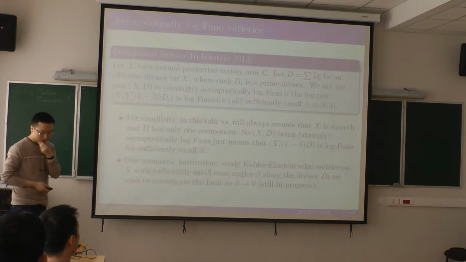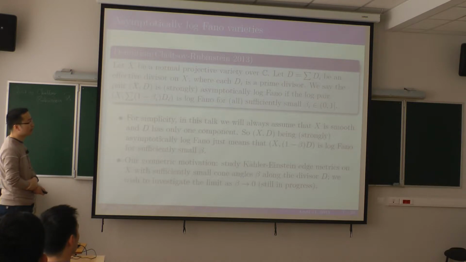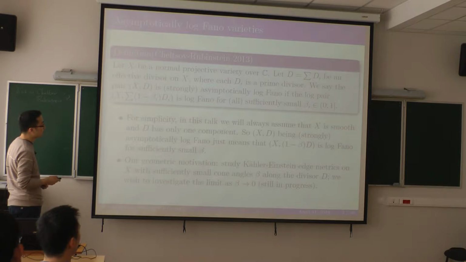In 2013, Cheltsov and Rubinstein introduced a notion called asymptotically log Fano varieties. Basically, we consider projective normal varieties with a boundary divisor. And for simplicity in this talk, we will only assume that X is smooth and D is also smooth, which contains only 1 component. This pair being asymptotically log Fano just means that if we put a cone angle beta here, then this pair is a log Fano pair for sufficiently small beta.